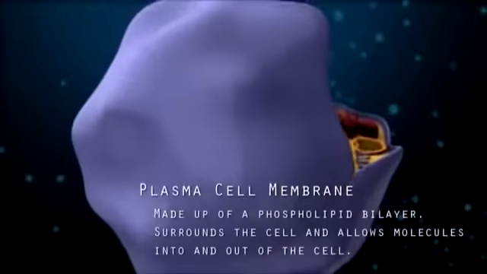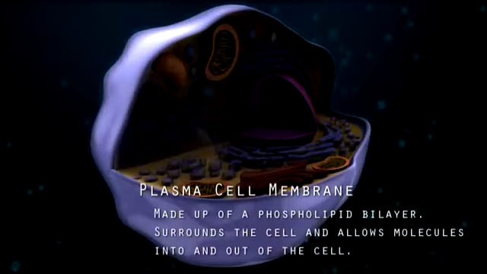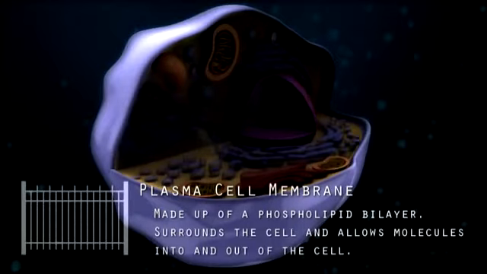lipid bilayer. The bilayer surrounds the cell, protecting it, and functions as a gate that allows molecules into and out of the cell. In our city, the cell membrane would be like a large fence surrounding the city that only allows certain molecules to go in and out of the cell.